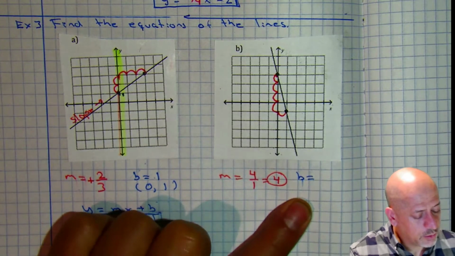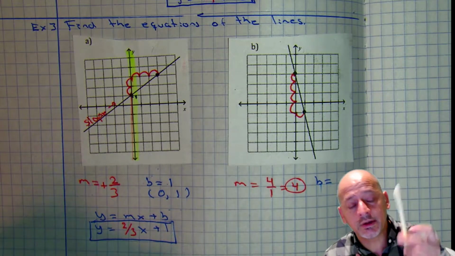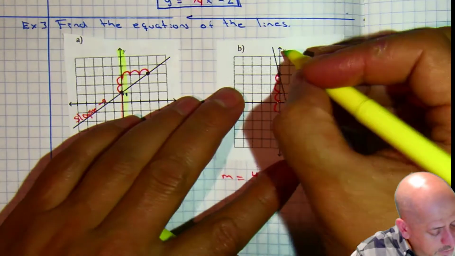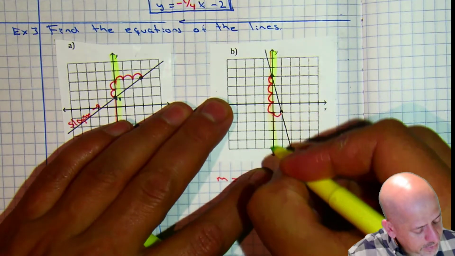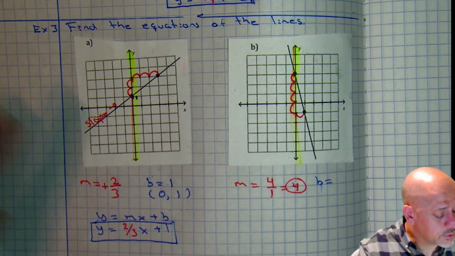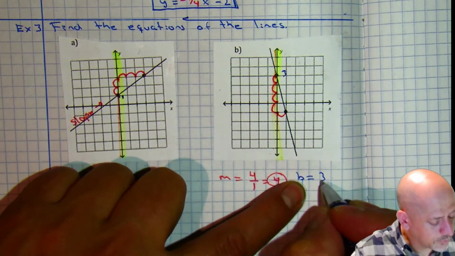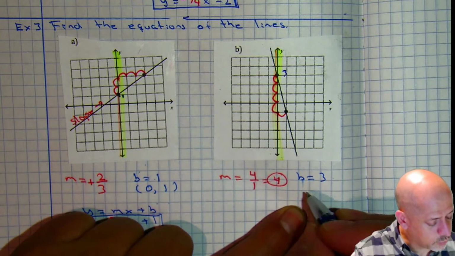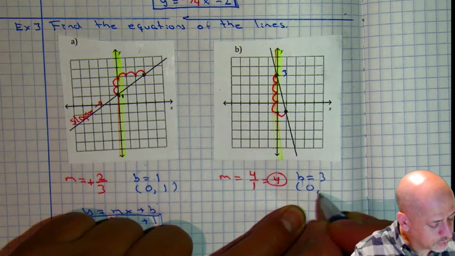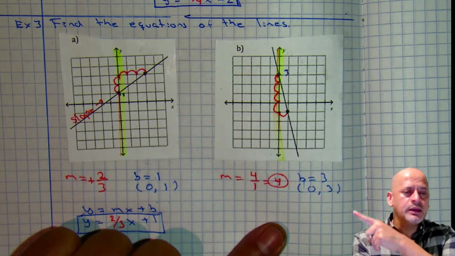And now my b, where does it cross the y-axis? What I want you guys to do is get your highlighter and highlight your y-axis. So where does it cross? It crosses at 3. So therefore b is 3. And my y-intercept is 0, 3. But in this case, the only thing that I need is the value of b.